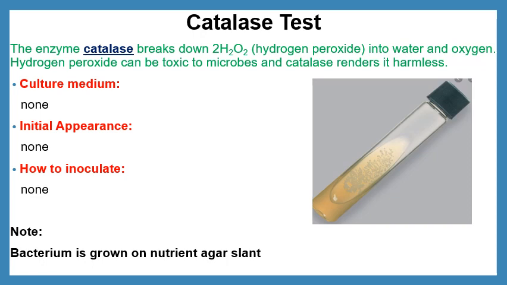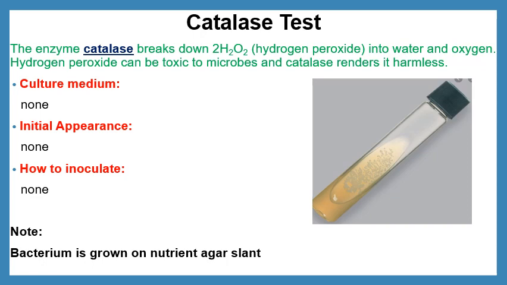So the first category is culture medium. So typically that means, what do we add the microbe to? But for this test, we actually don't need to grow any more bacteria. This test we can do immediately if we already have a test tube of bacteria or a plate of bacteria. So we don't need to have the culture media, the initial appearance, or how to inoculate. Those steps are not necessary for this particular test.